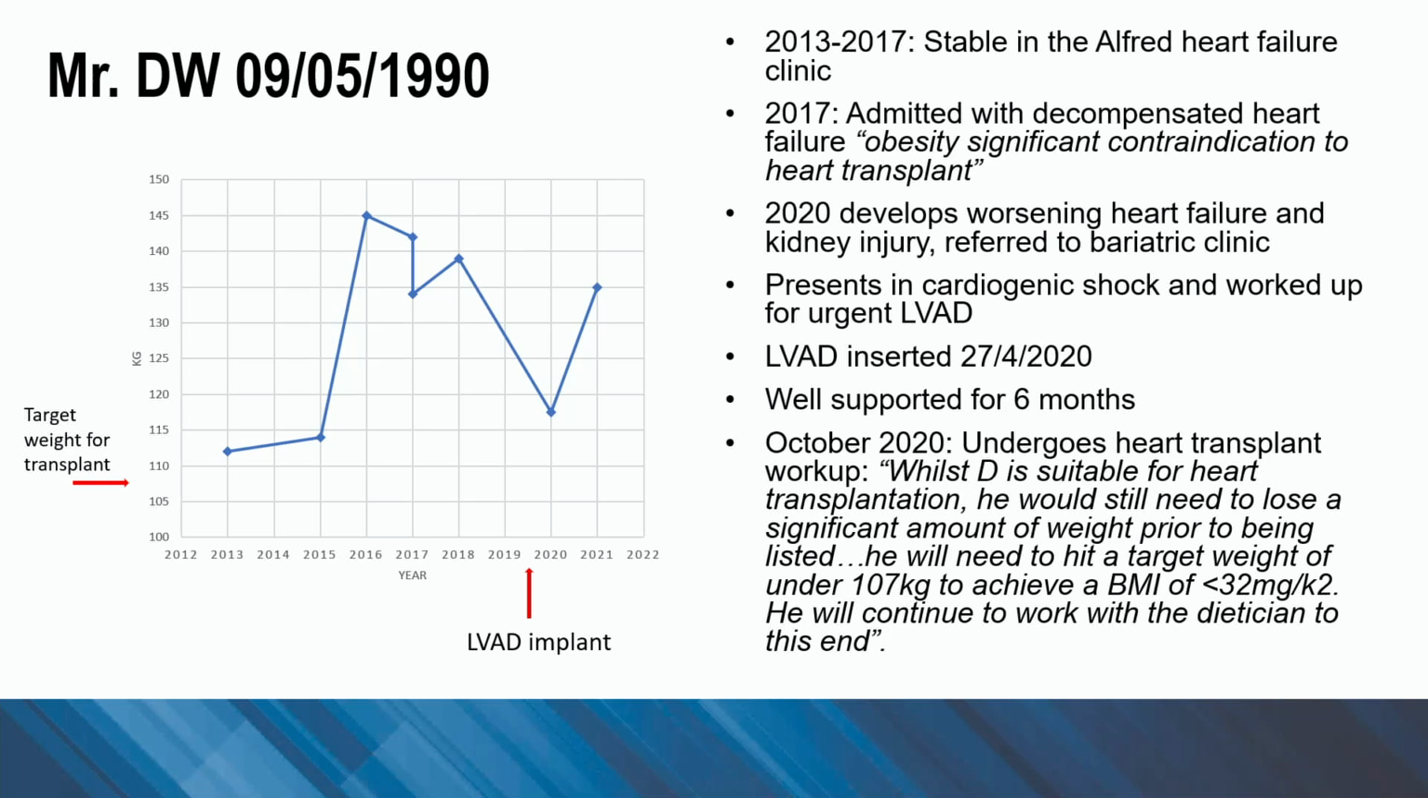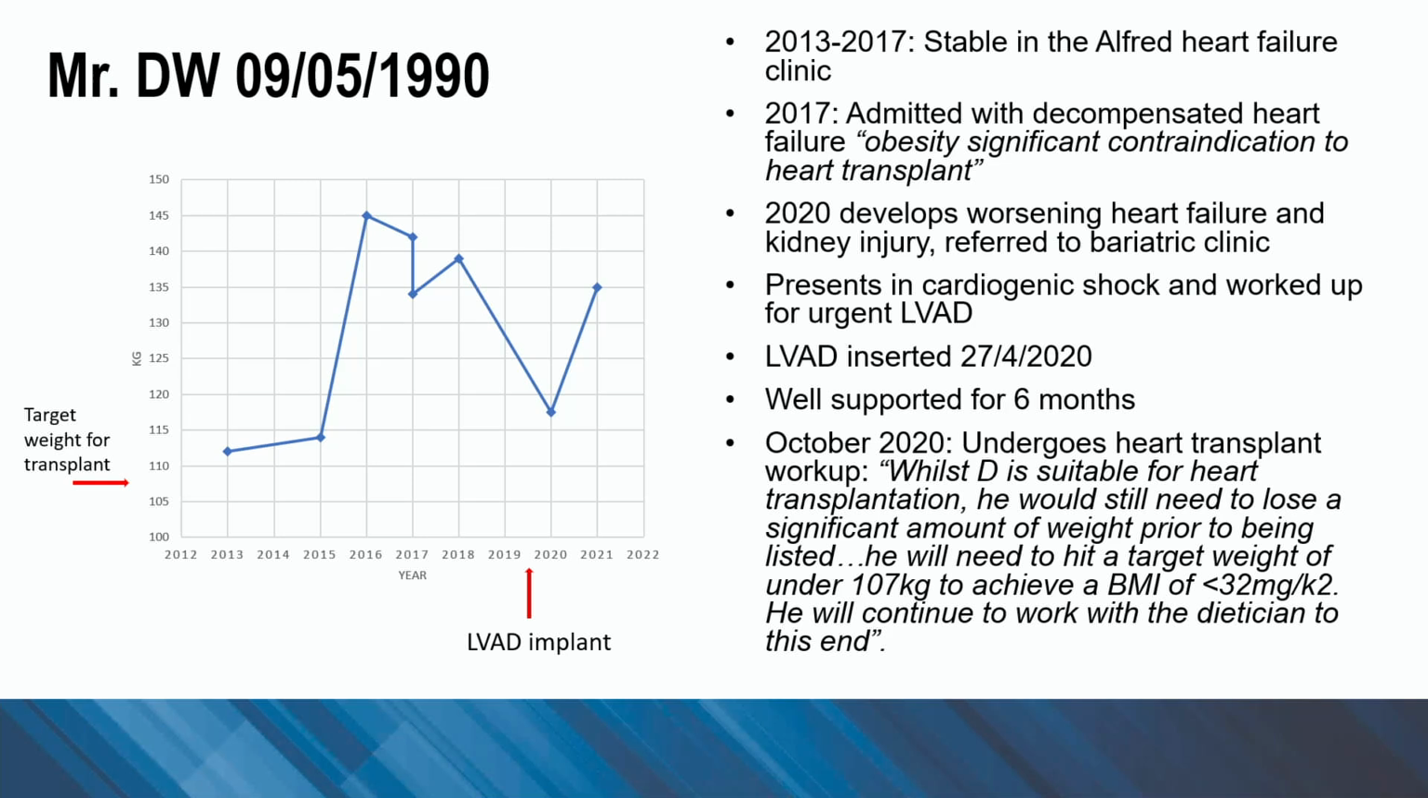But in 2017, he was admitted with decompensated heart failure, and it was noted in the notes that obesity was a significant contraindication to heart transplant. In 2020, he developed worsening heart failure and kidney injury and was referred to the bariatric clinic at that time. Before he could even be considered for bariatric surgery, he presented in cardiogenic shock and was worked up for an urgent LVAD, which was inserted in April 2020.